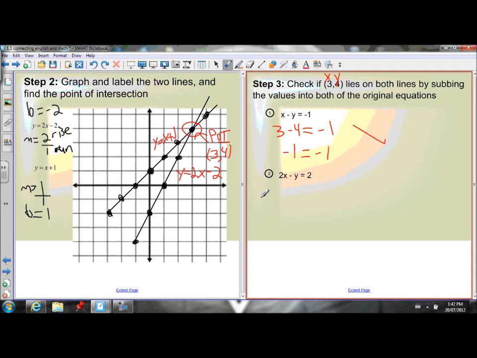Now let's check and make sure it's on this one. Plug in 3 for x, minus, plug in a 4 for y, equals 2. Now let's check and see if 2 times 3 minus 4 is equal to 2. Remember your order of operations, you do multiplication first. 2 times 3 is 6, minus 4. 6 minus 4 is 2. So 2 equals 2. Therefore, that point is on that line as well. Therefore, that is the correct point of intersection.